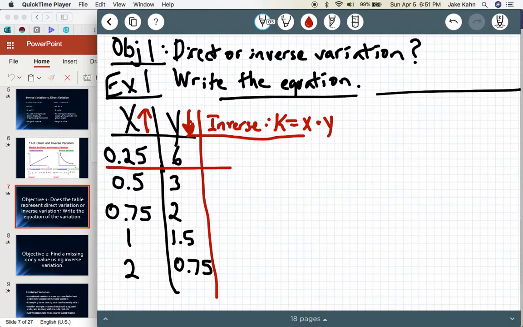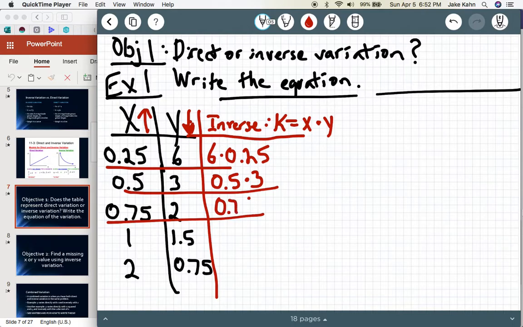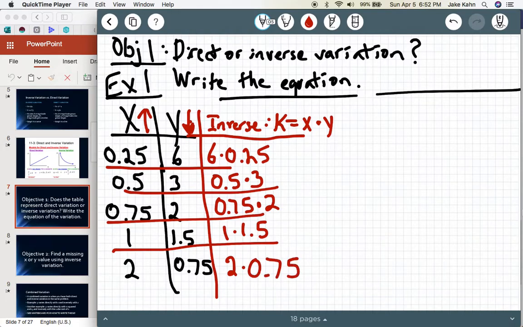In this first row, we're going to do 6 times 0.25. In the second row, we're going to do 0.5 times 3. In the third, we're going to do 0.75 times 2. In the fourth, we're doing 1 times 1.5. And in the last, we're doing 2 times 0.75. This is just something that you plug into your calculator.